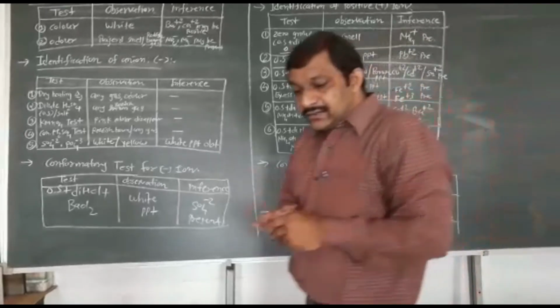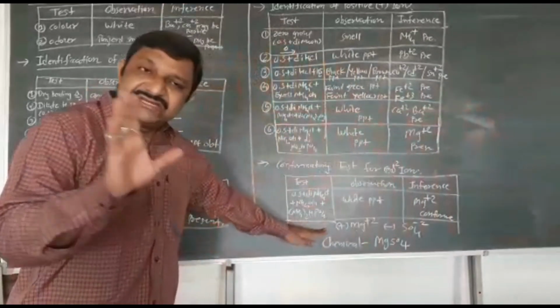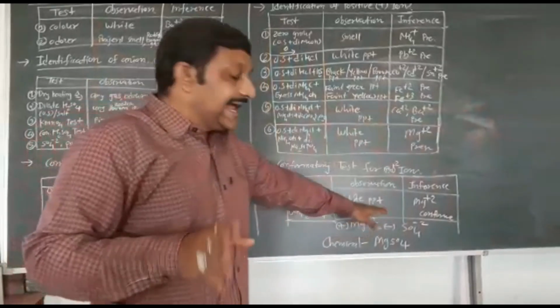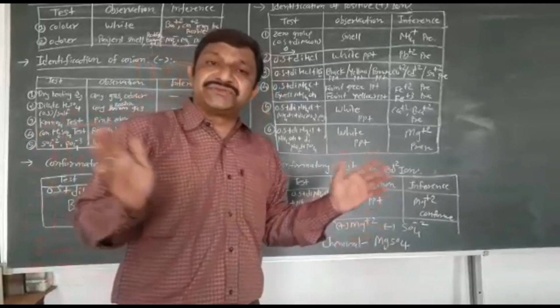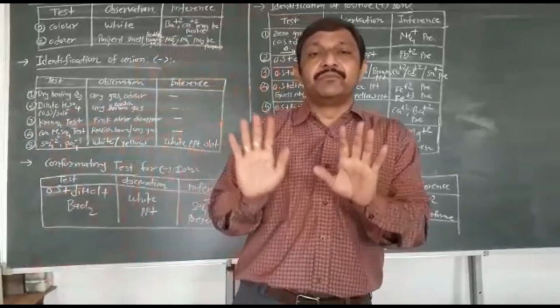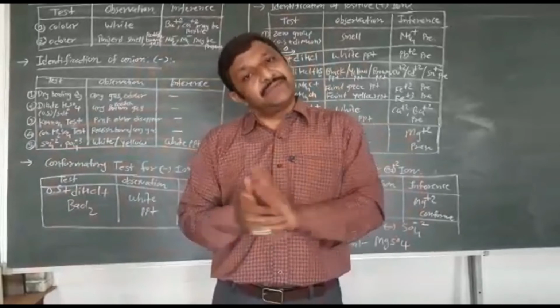Clear? Now here, as a positive ion Mg plus 2, then negative ion SO4 minus 2, and your solution is MgSO4. Okay, so we have completed now 3 inorganic practicals.